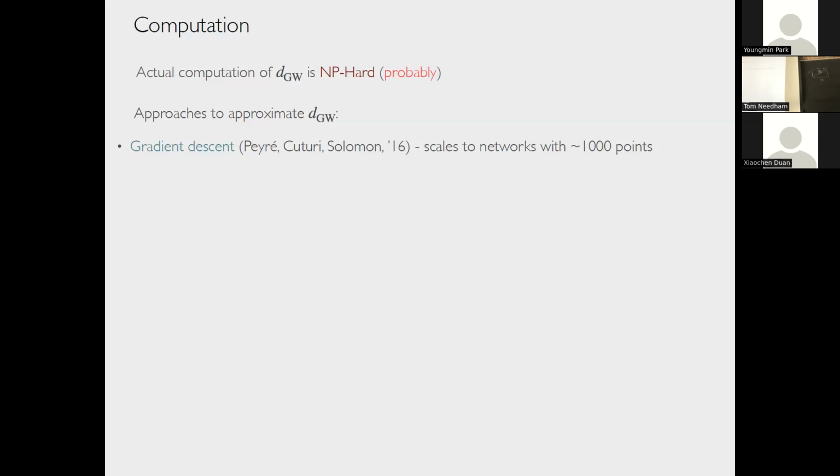Now, of course, since this is NP hard, you get stuck in local minima, and sometimes they can be pretty bad. So we've done some empirical stuff.